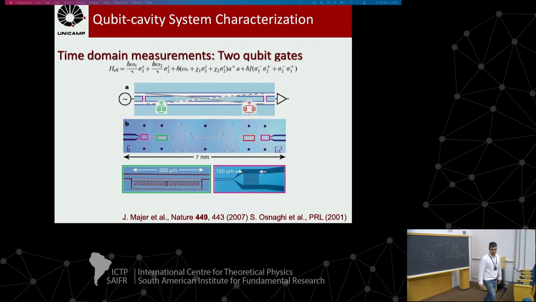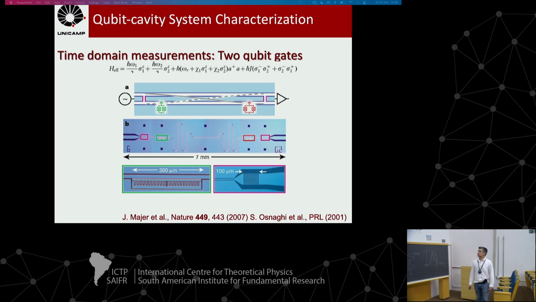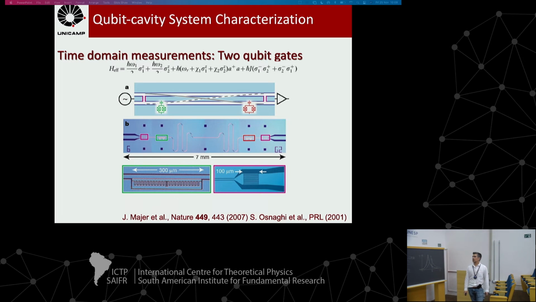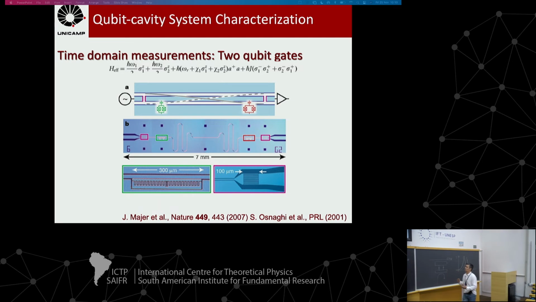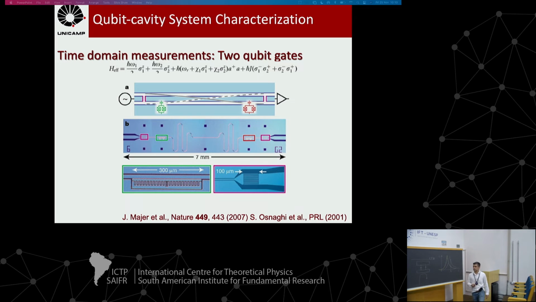Okay. Until now, I just discussed with you guys having one qubit and measuring one qubit. But we need 2 qubits to do something. With only one qubit, you cannot do a lot. But if you have a second qubit, a third, and more, you can do more interesting measurements.